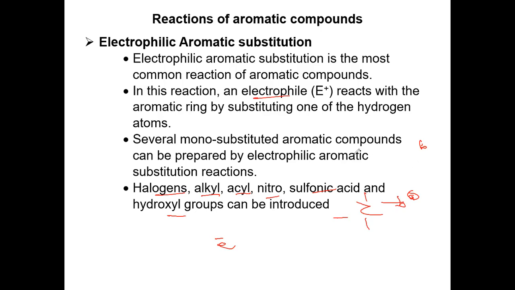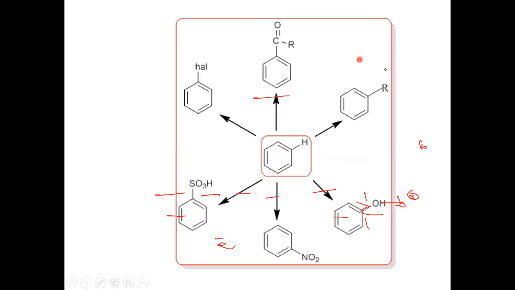Let's delve in. So this is a pictorial representation of substitution reaction. We have the benzene with a hydrogen, and then at the end it's being replaced by an alkyl group, an acyl group here, a halogen here, a sulfonic group here. This is a nitro group and a hydroxyl group. Very simple.